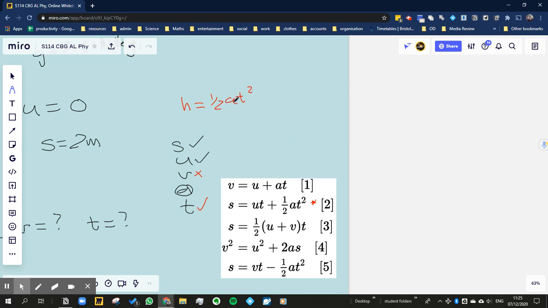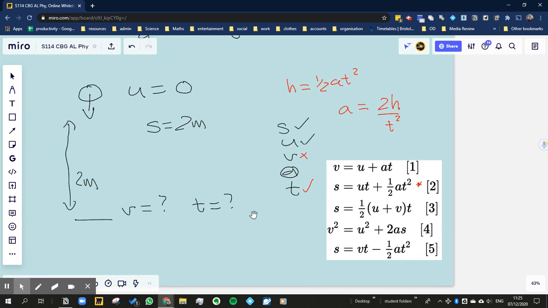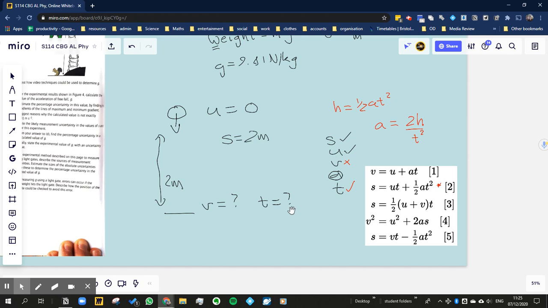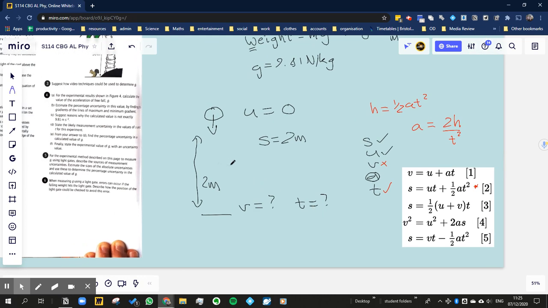We're going to rearrange it because we want to calculate what a is equal to. So a is going to be equal to 2h over t squared. And that should give us our acceleration. So that's the sort of basics of it, the theory behind this experiment. We do need to understand the methodology. That's what this is really all about.